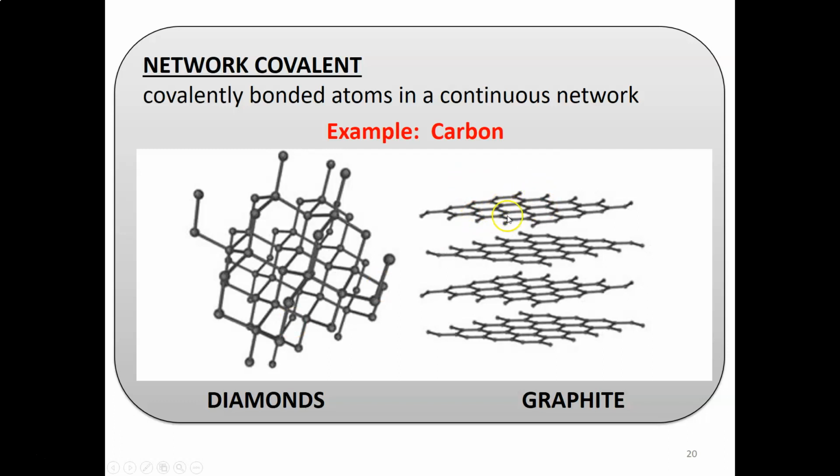Inside these sheets, there's a lot of bonding happening. This is very strong in here. The thing that makes graphite have some of the properties we are used to is the fact that these sheets are stacked upon each other. There are intermolecular forces holding these sheets together. That's what makes graphite slippery.